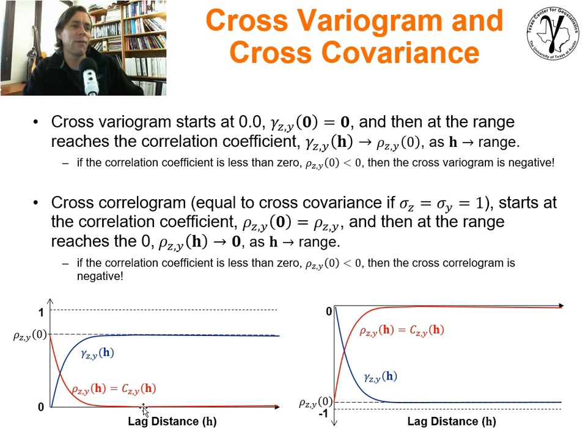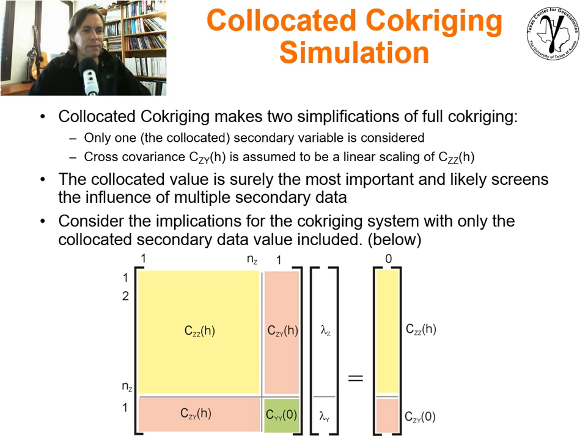And so this is a very powerful concept. And so we can see the behaviors. Once again, we also have the relationship that the cross variogram is equal to the correlation coefficient minus the cross correlogram. So the same type of mirror image relationship between the two that we saw between the variogram, the sill, and the covariance before.